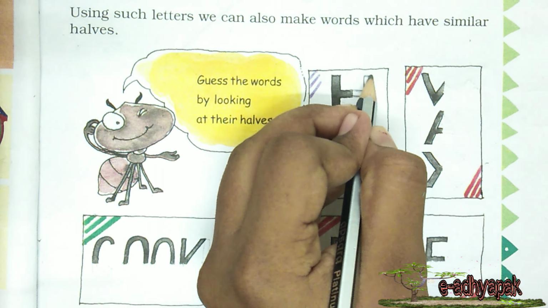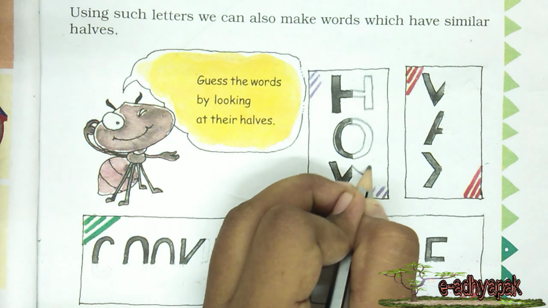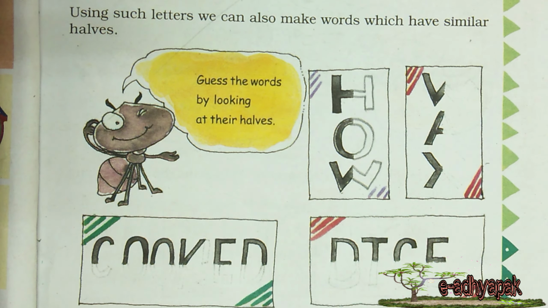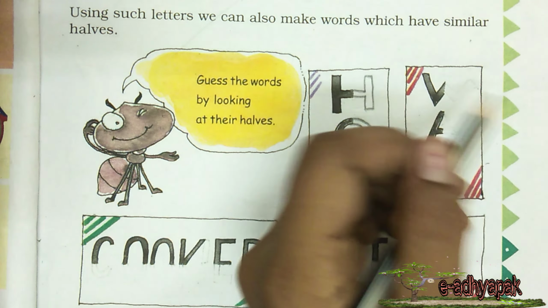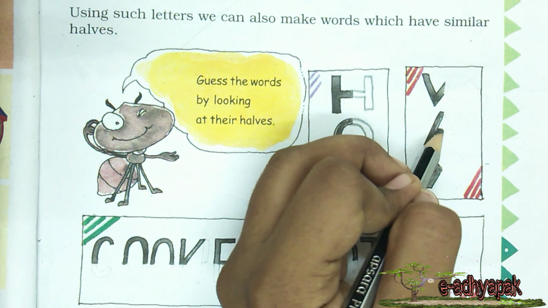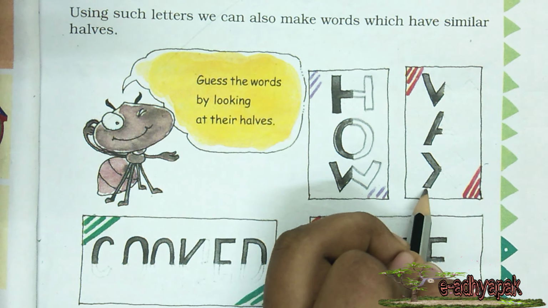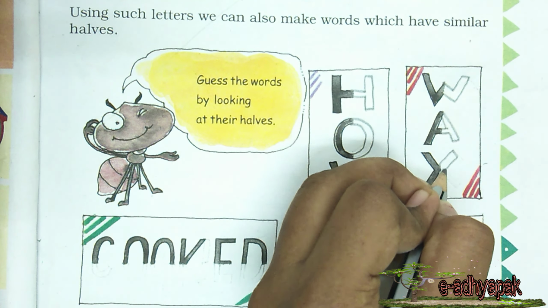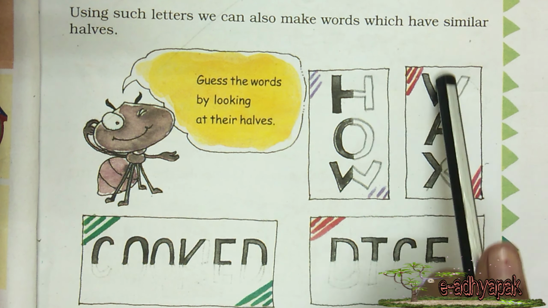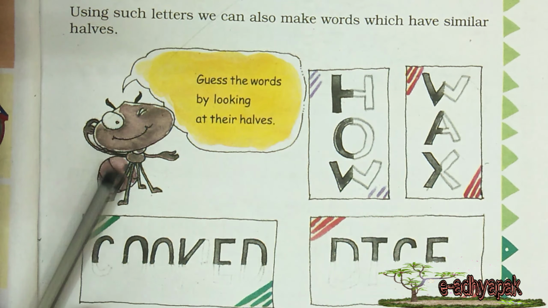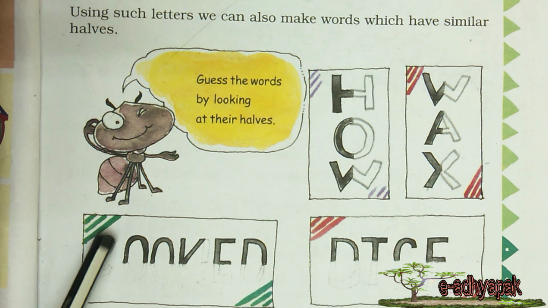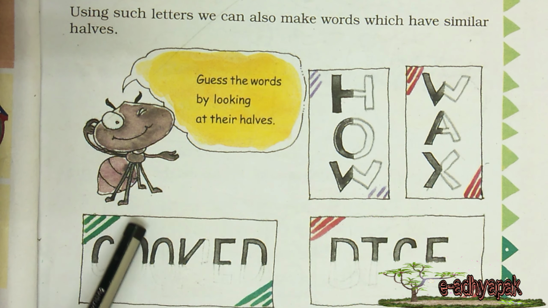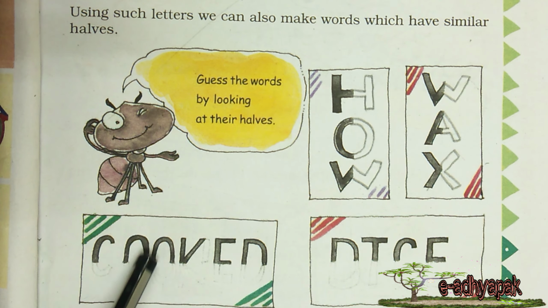Next word, this looks like W, A and X. So this is wax. Next is C, O, O, K, E and D.